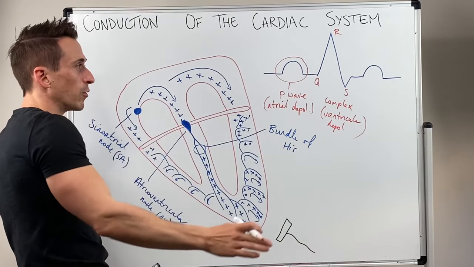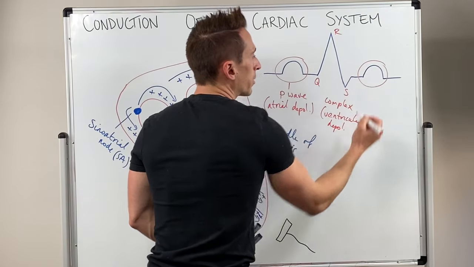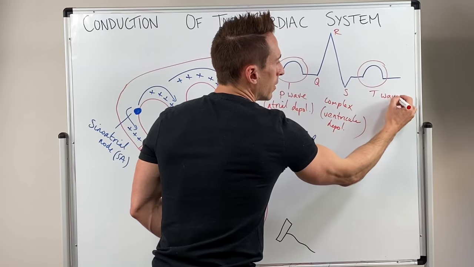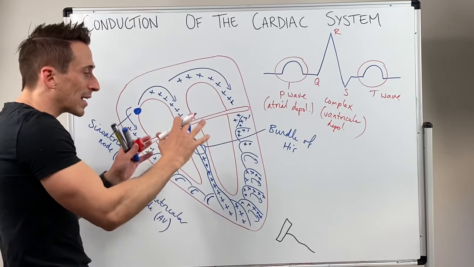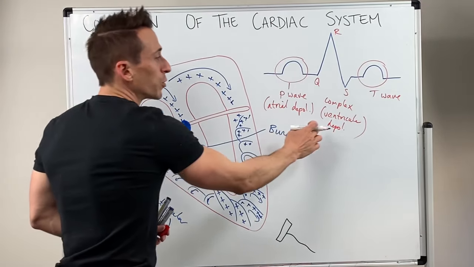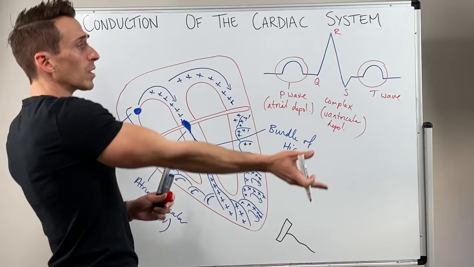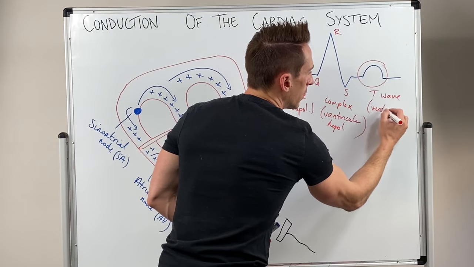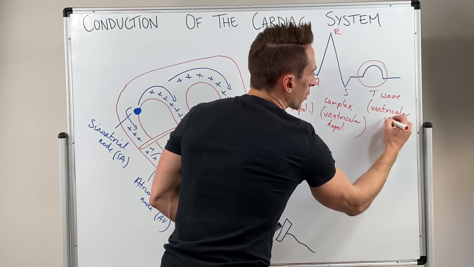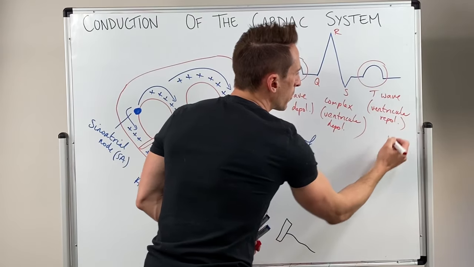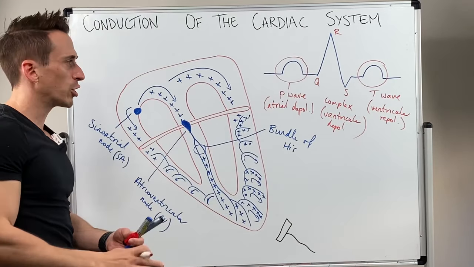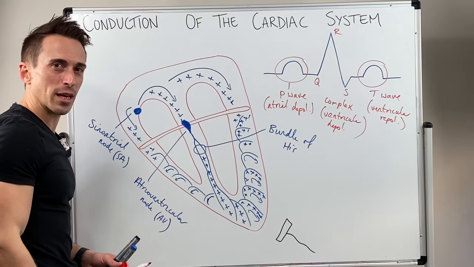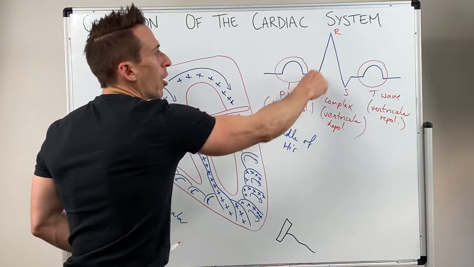And then the last thing you have, what do you think it is? If it's P, Q, R, S, T wave, this was the resetting of the heart, making it negative again. If this is called depolarization, bringing it back is called repolarization. So this is ventricular repolarization. You might be thinking, where's atrial repolarization? It happened at the same time as ventricular depolarization and therefore is hidden behind this wave.